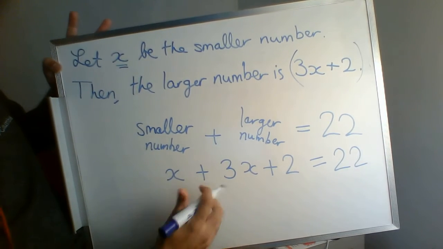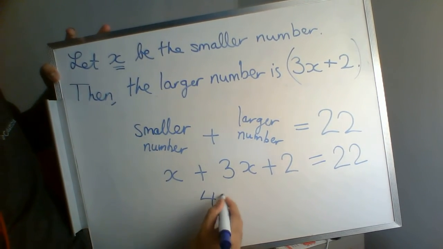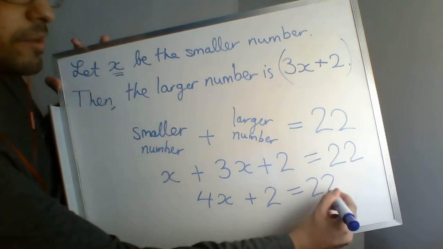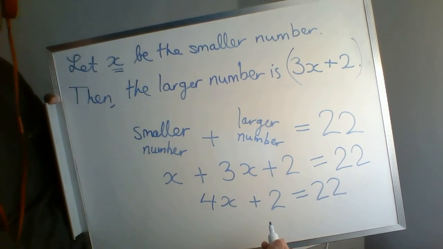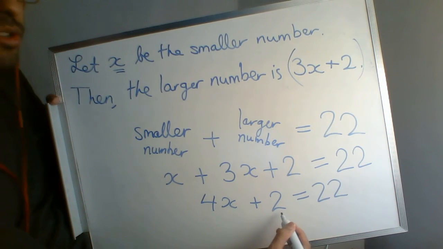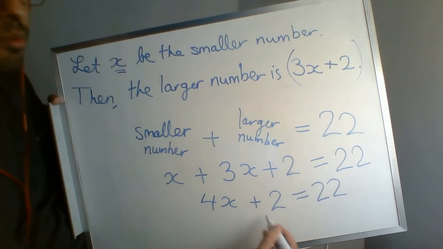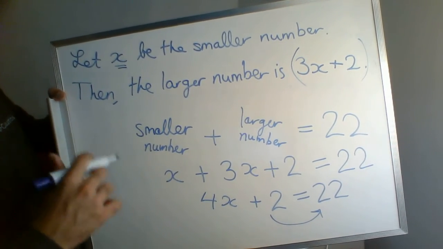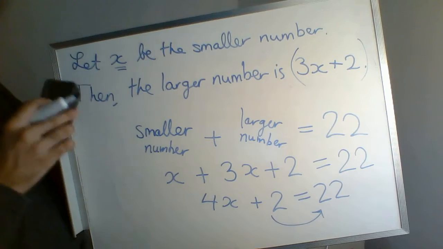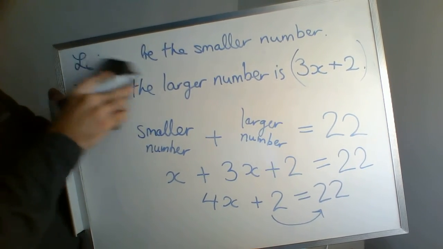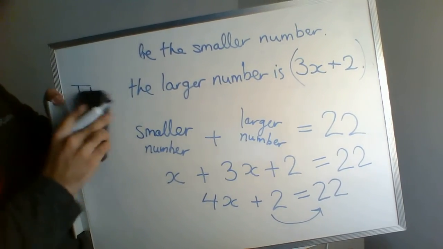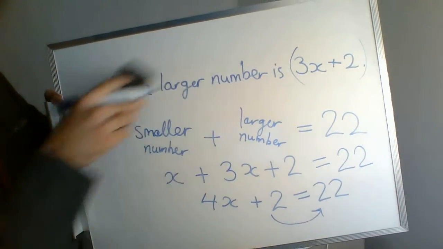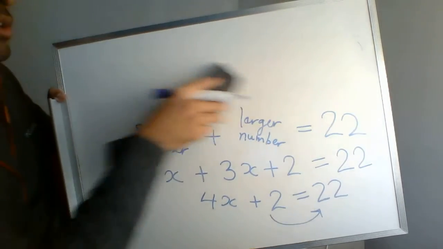So if I group these together, I'm going to get 4x plus 2 equals 22, right? Now I could also actually just get rid of that 2 right now. Basically we're subtracting 2 from both sides, so I'm taking this 2, chucking it over there. I'm going to have to erase this part up at the top. I'll just erase the let and the then statements, hopefully you guys have got those down. x is the smaller number, and 3x plus 2 is the larger number. That's all that we had up there.